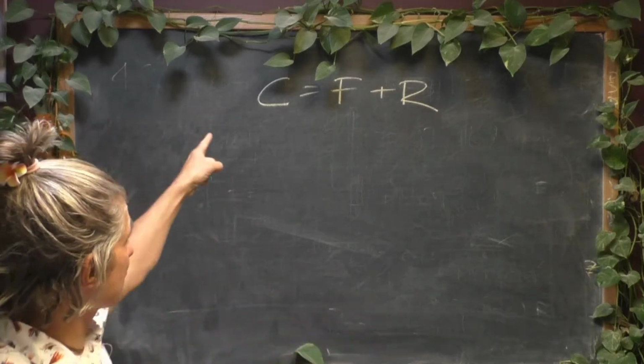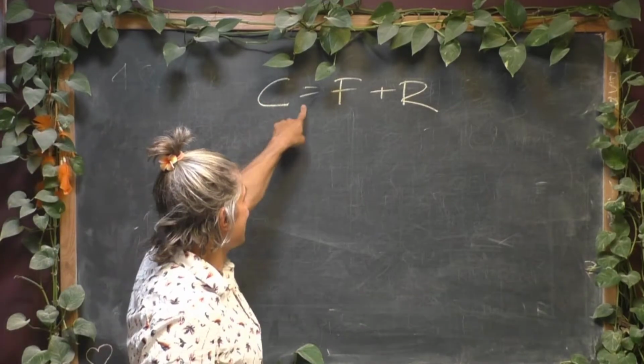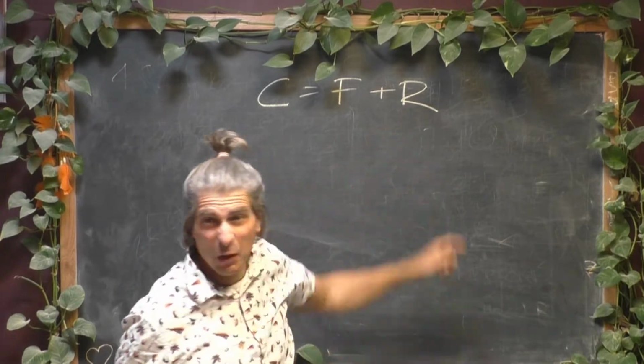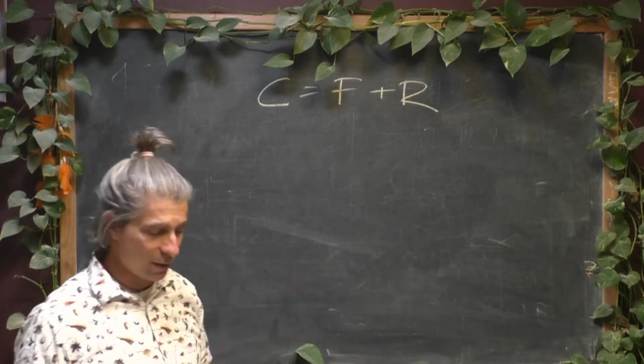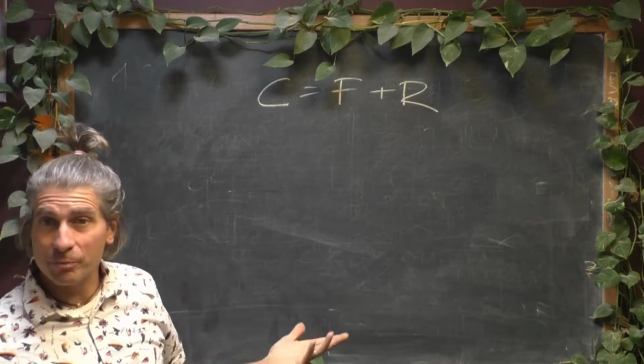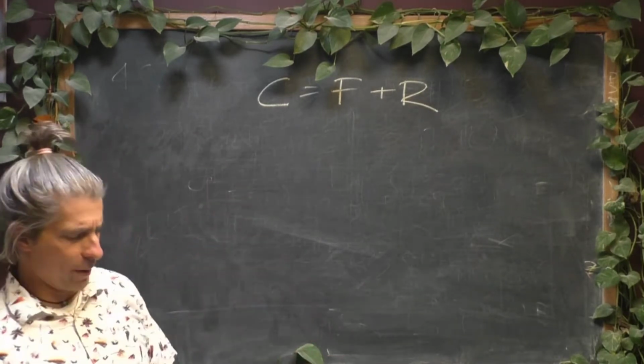Okay, so we've got ourselves a formula. Total cost is fixed cost plus repeated cost, and this goes for not just cars, but anything. We'll look later at many other applications of this. So we're just going to do some problems dealing with that formula right now.